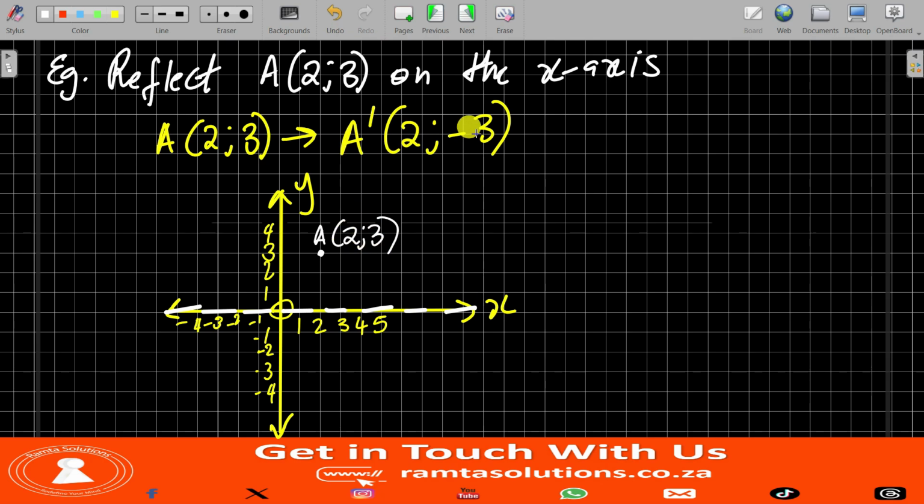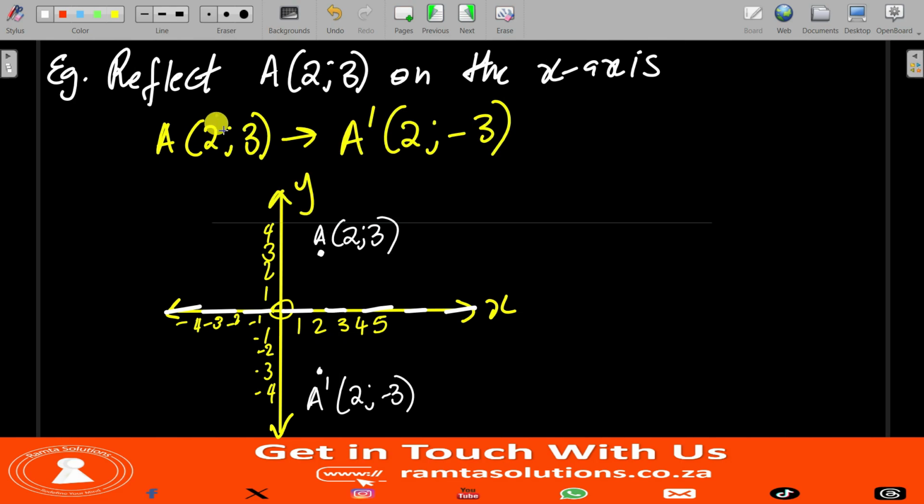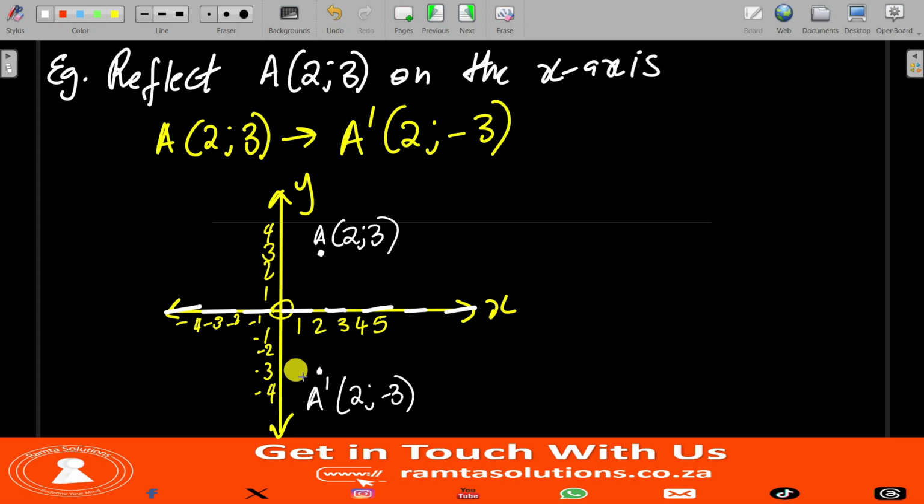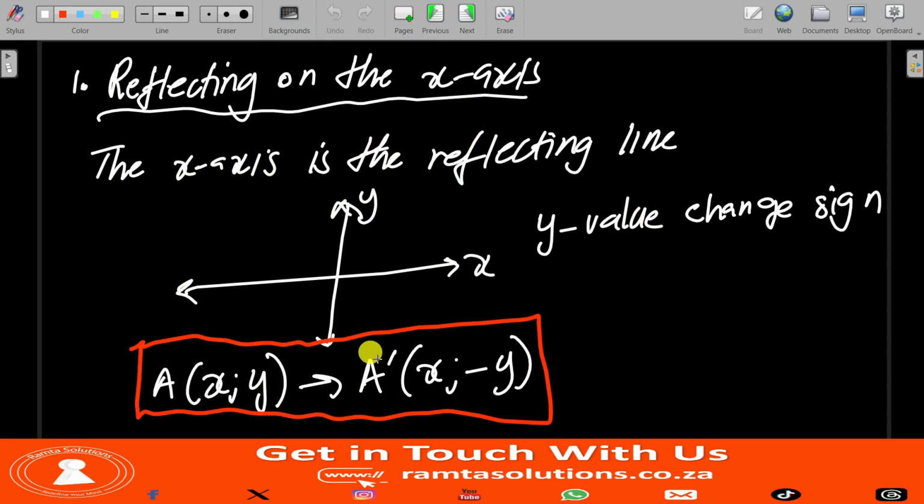We said the image is 2 and negative 3. Here it is. So this is A prime, 2 and negative 3. Now let me remove the grid so we can have a proper view. Look at the distance between the reflecting line and the original point. What is it? 1, 2, 3, isn't it? Now look at the distance between the image and the reflecting line. 1, 2, 3. And so the rule that we had is very correct.